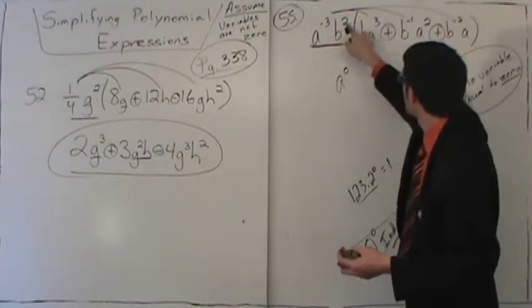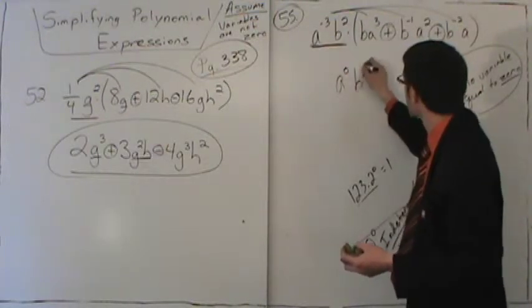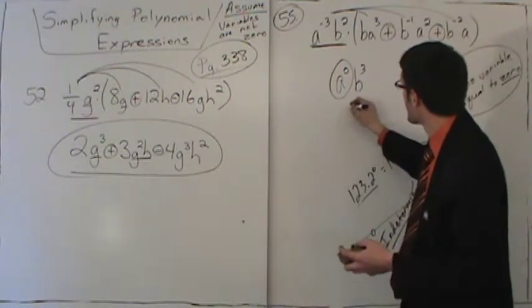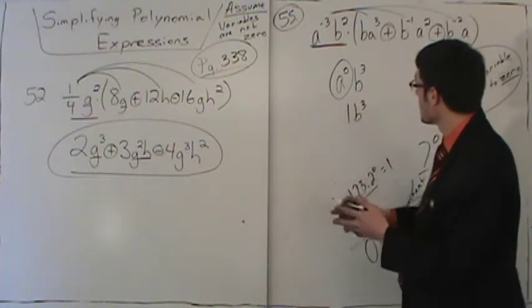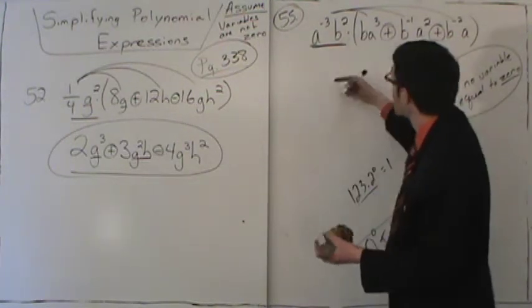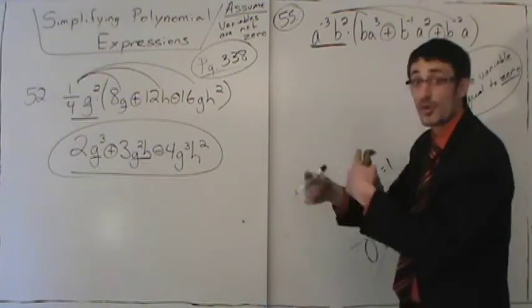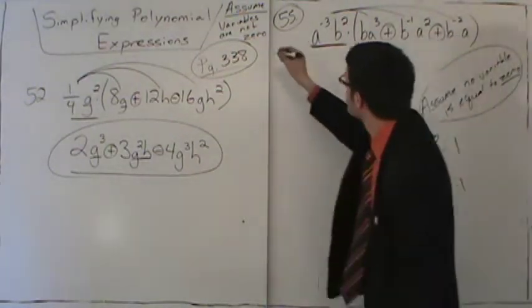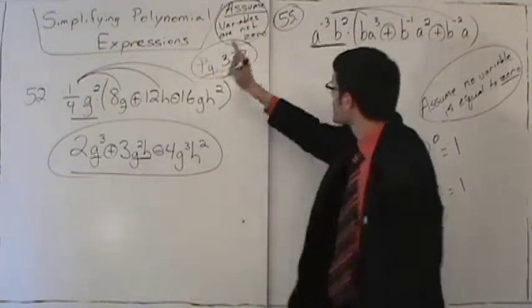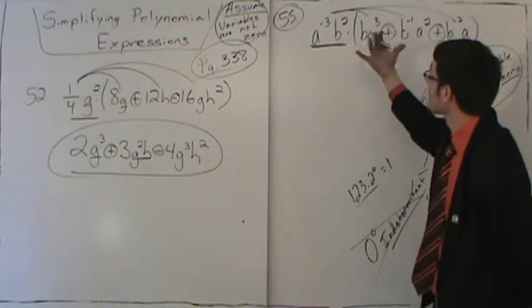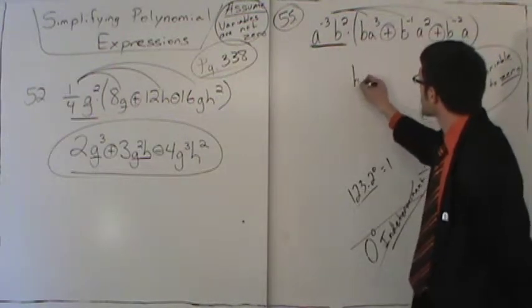b squared times b, we add the exponents. 2 plus 1 gives b to the third. And we can ignore the a to the 0 because a to the 0 is the same as 1. So you're looking at 1 b cubed, and we just write this as b cubed. So whenever you see a to the 0 or x to the 0, you can just ignore it because it's equal to 1. Why? Because we're assuming that variables are not 0. So a to the negative 3 times a cubed is a to the 0. We ignore it. b squared times b is b to the third.